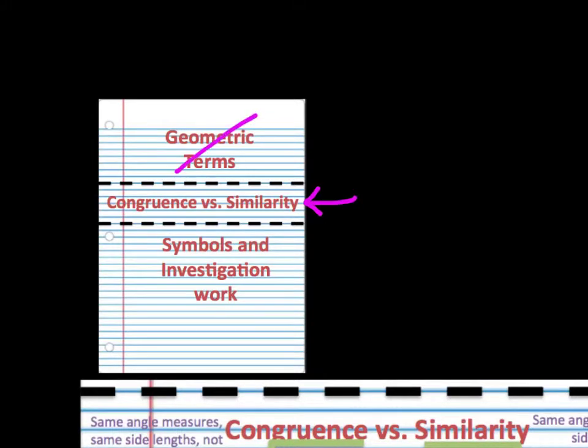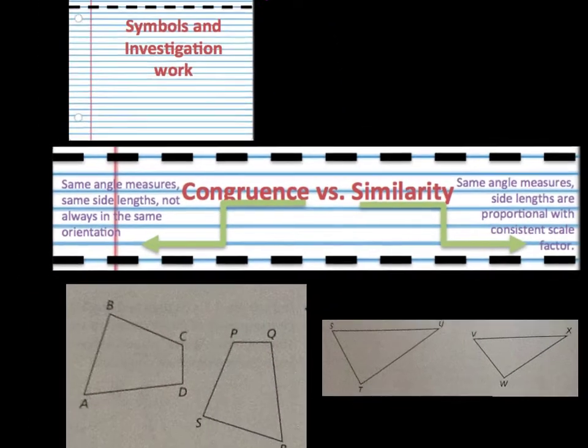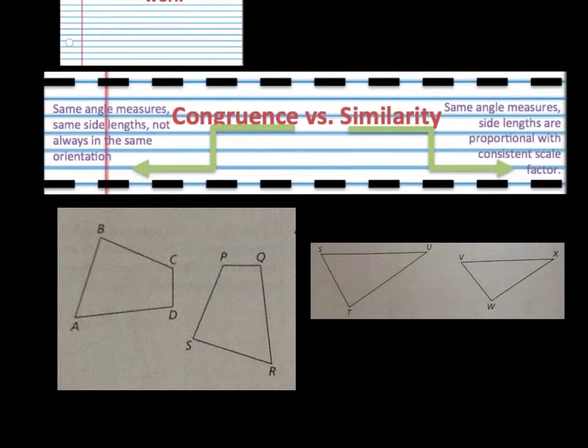We are now in this section. So we just completed this. Those are rotation, reflection, and translation. Our next part is congruence versus similarity. So I'd like you to write congruence versus similarity, and then we are going to write different ideas that go along with that. The concept of congruence is essentially you have the same angle measures, you have the same side lengths, but the shape is not always in the same orientation.